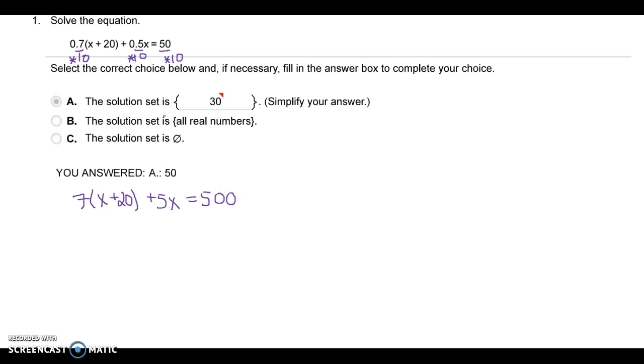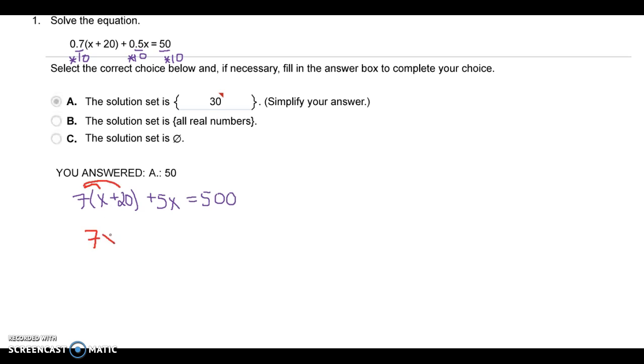We have to keep everything fair. So if we move the decimal point one place here and one place there, we have to give this one another 0 to keep the equation balanced. So from here, you're going to distribute the 7.